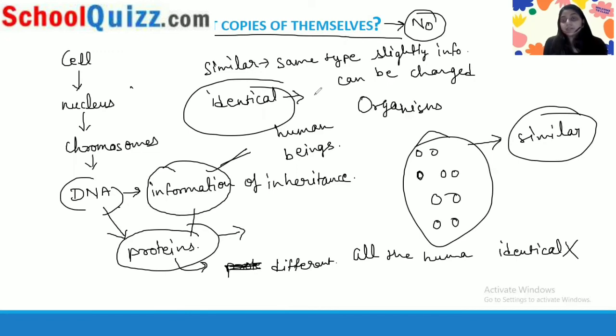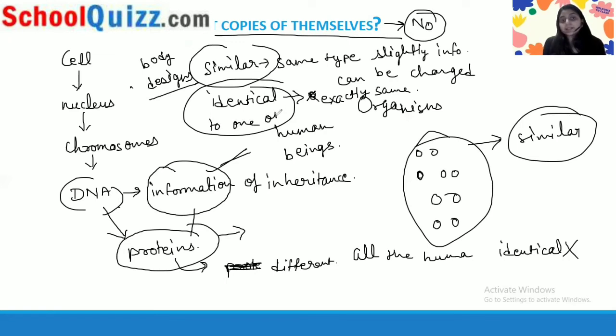So what is identical? Identical means exactly the same, and the question is asking about exact copies. Do organisms create exact copies of themselves? No. Why? Because we have similar body designs, but we do not look exactly the same as one another.